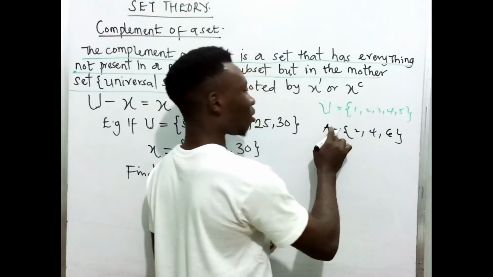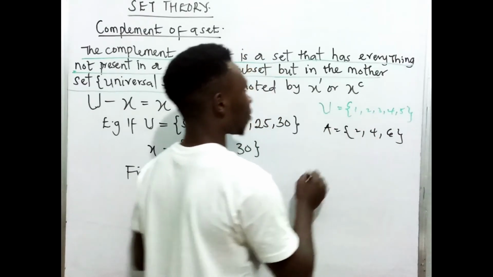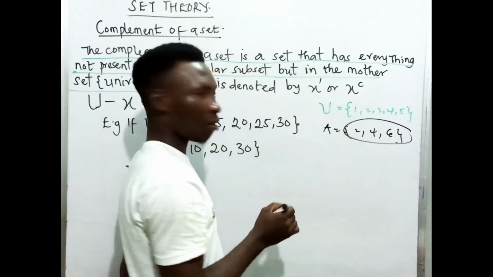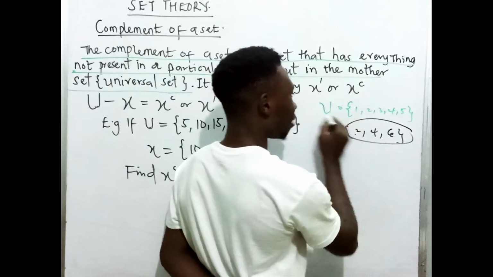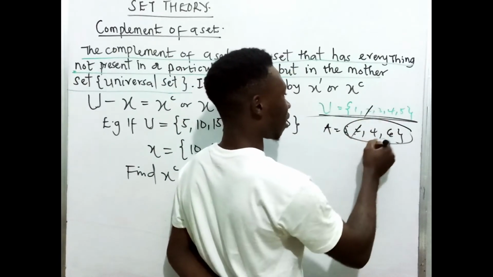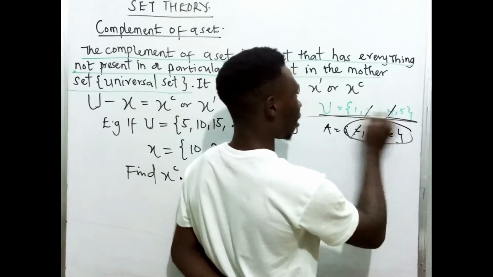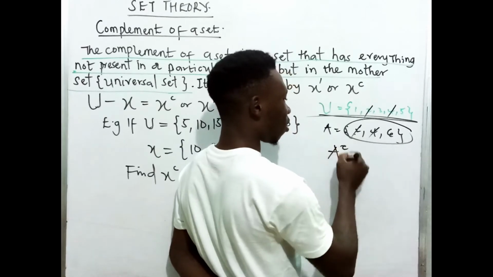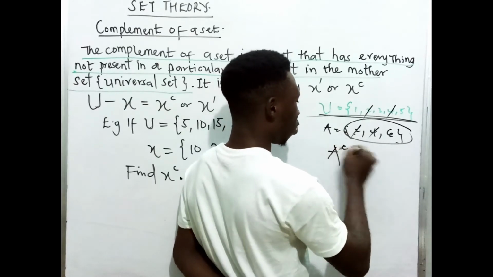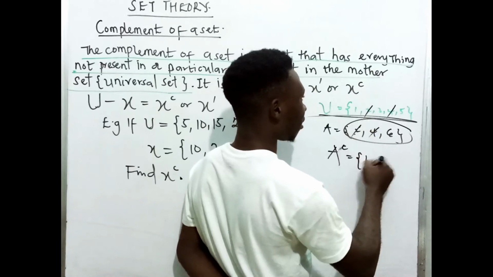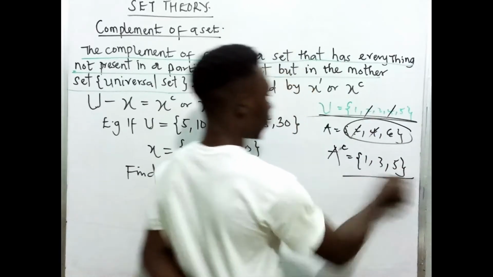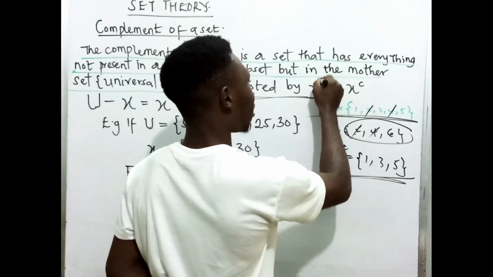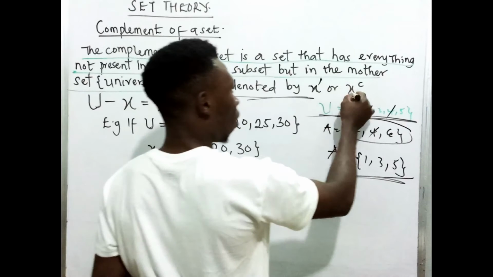6. Now, complement of this set means what? Everything not present in this particular set but in the universal set. This cancels this cancels this, right? Everything not present here becomes the complement. The A complement here is equal to 1, 3, and 5. So that's your complement.